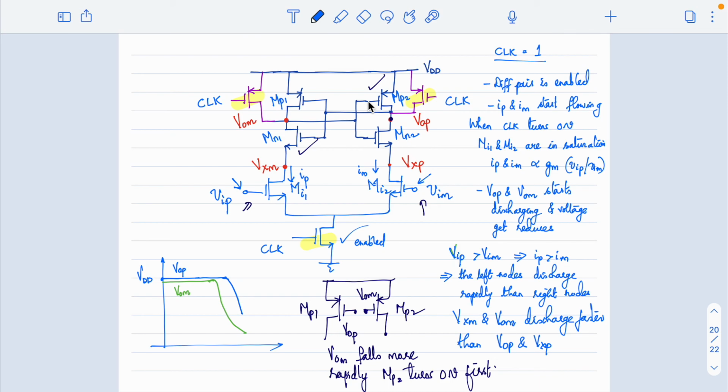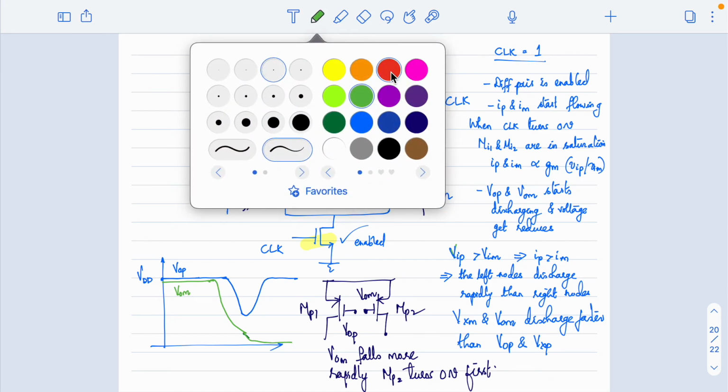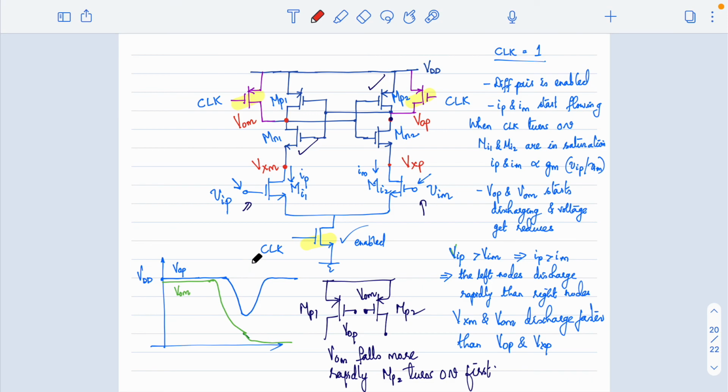In this case, what happens? Your VOP regenerates and goes back to VDD, where your VOM will discharge and finally come down to 0, right? So you can see that somewhere at this point, that regeneration starts, right? So when your VOP and VOM start discharging, at some point the transistors MP1, MP2 and MN1 turn on, and this can be understood as the onset of the regeneration phase. The regeneration starts somewhere here.